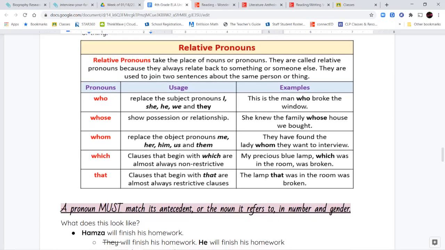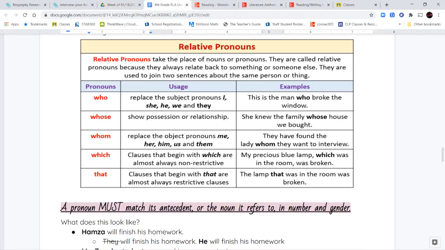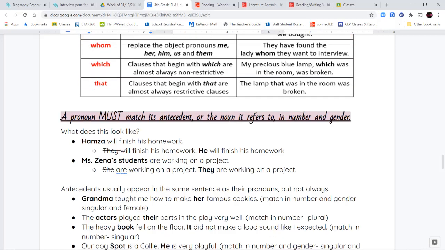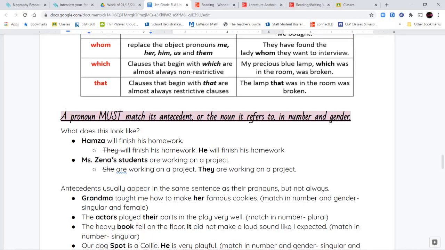Now, a pronoun must match its antecedent, or the noun that it's referring to, both in number and in gender. Remember, an antecedent is the thing that the pronoun is talking about. Now, what does that look like? If I say, Hamza will finish his homework, I can't say they will finish his homework. I have to say he will finish his homework. So it has to match in number and in gender. He is a singular male, right?